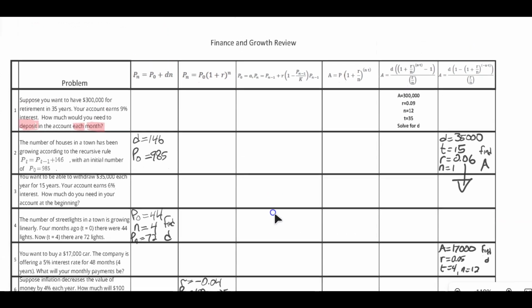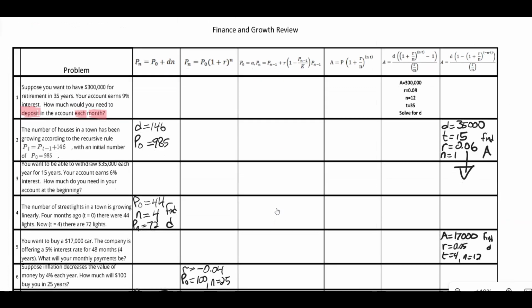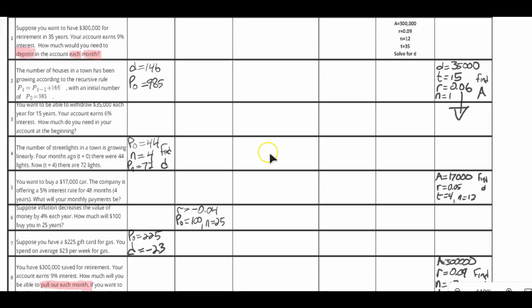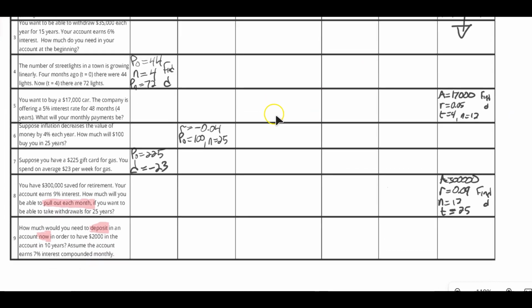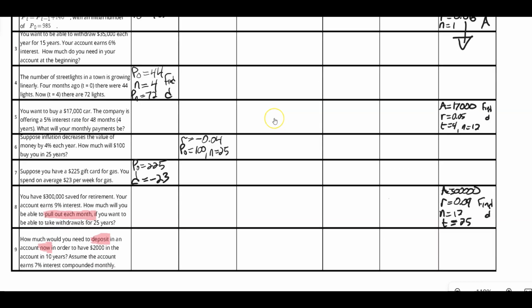So this is a one-time deposit. So the one-time deposit problem needs this formula. This is just one time, not over and over and over. Instead of D being the deposit each month, it's just a P, the initial principal. So we have A, P, R, N, and T. Let's take a look at what values the variables are. So how much would we need to deposit? That's find P.